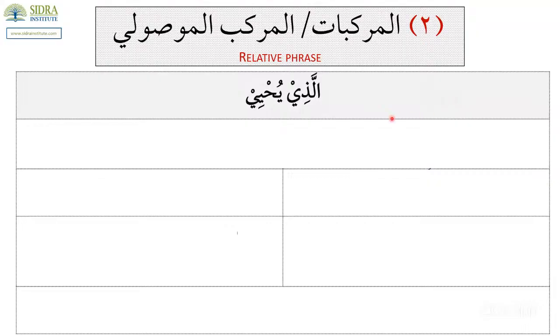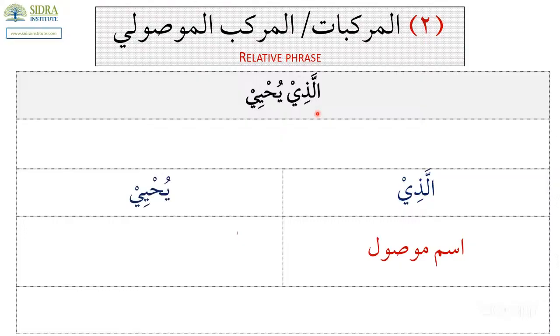Then we have the relative pronoun construct. So alladhi yuhyi. How would we form this in terms of tarkeeb? So alladhi is ismun mawsulun, the relative pronoun. Now relative pronouns, they have clauses and they are known as jumlatus sila. It can be a jumla ismiya and it could be jumla fi'liya. But here I've just given an example of jumla fi'liya.